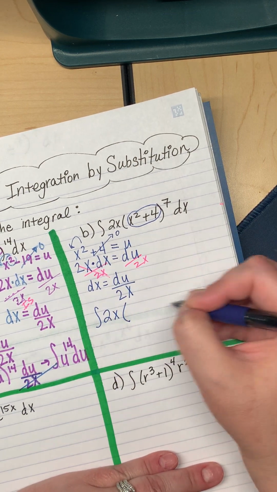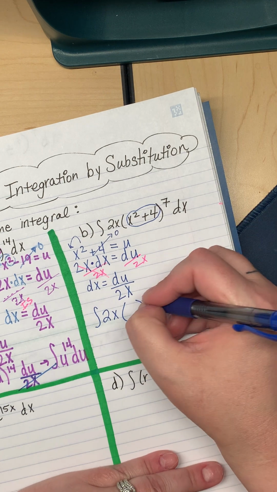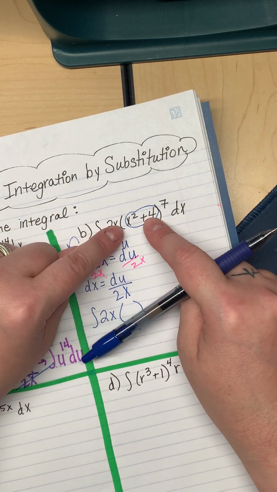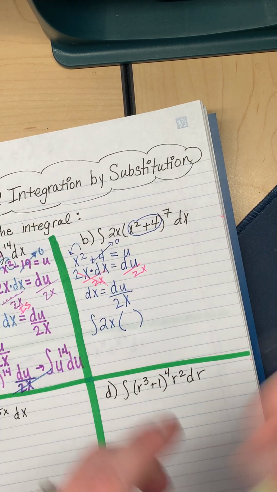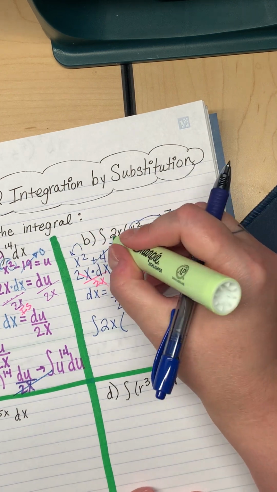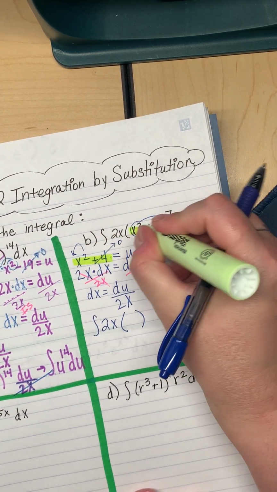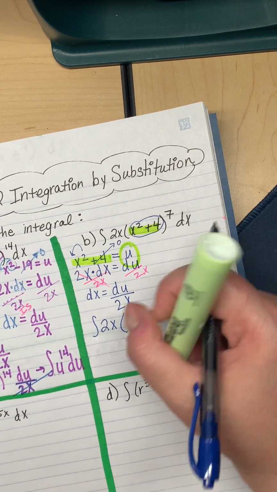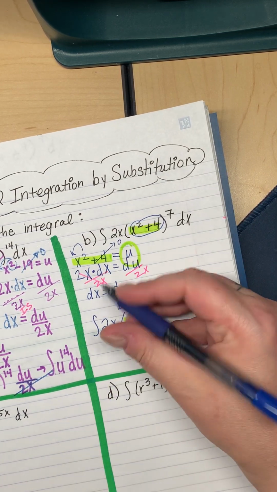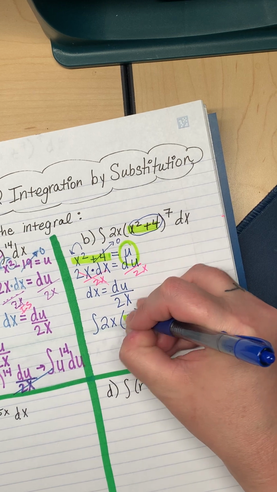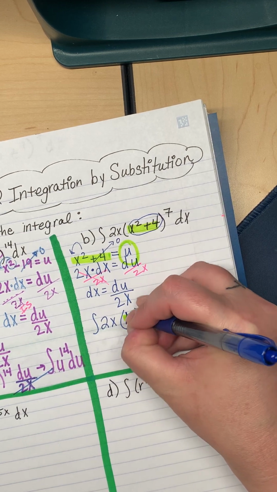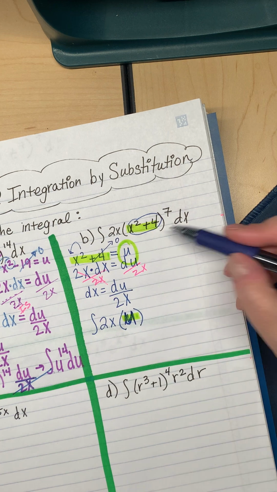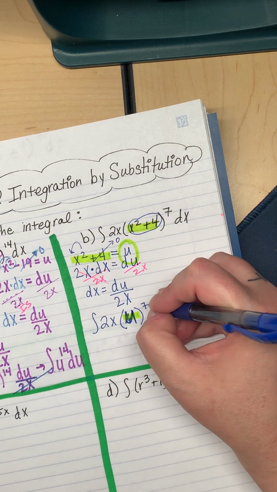2x, open parentheses. What did we say this x squared plus 4 was? It was u. So I'm going to put u in this parentheses. This is a u. This is a u, okay? Then that exponent 7 stays up there.